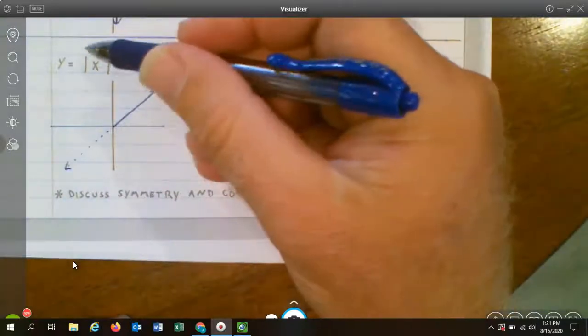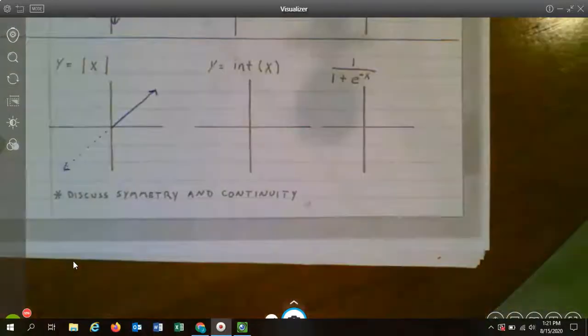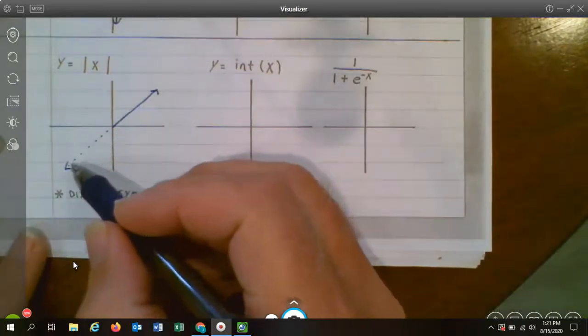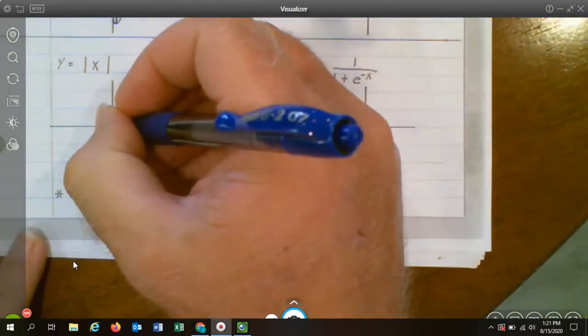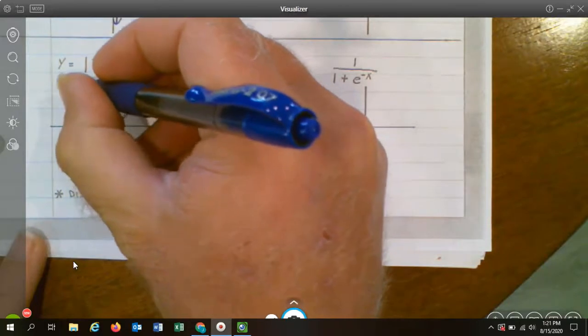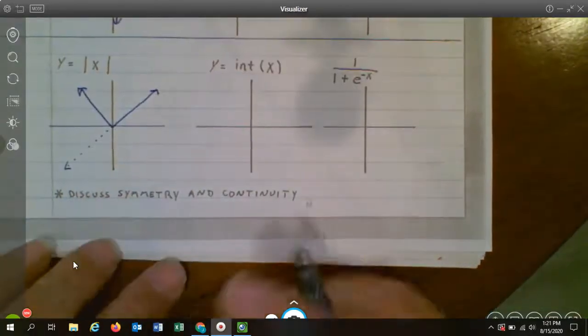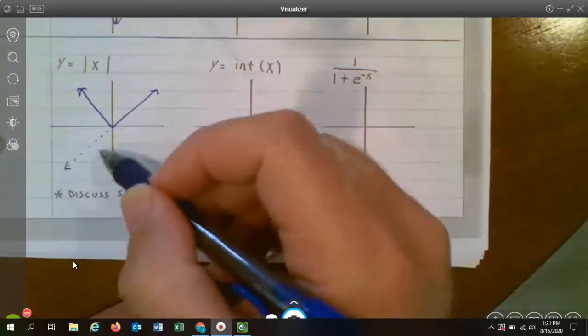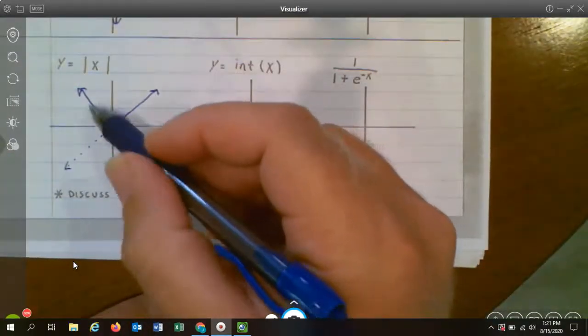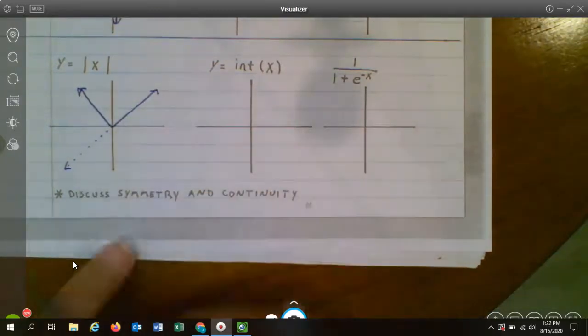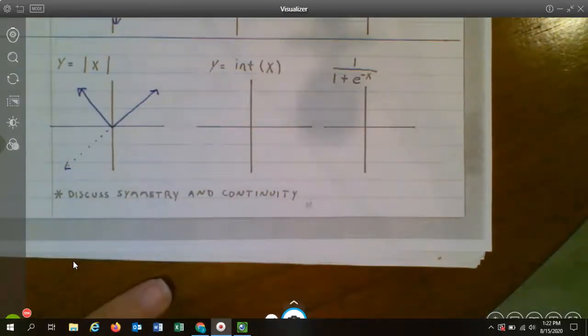But as soon as you put the absolute value on it, you know the absolute values make everything positive. So it takes the negative portion of the graph and it flips it up into the positive. So it looks like this. So that's why we get a V shape when you throw in the absolute value, because it takes the negatives and it turns them into positives. So now they're above the x-axis instead of below the x-axis. So we get the V shape for that one.